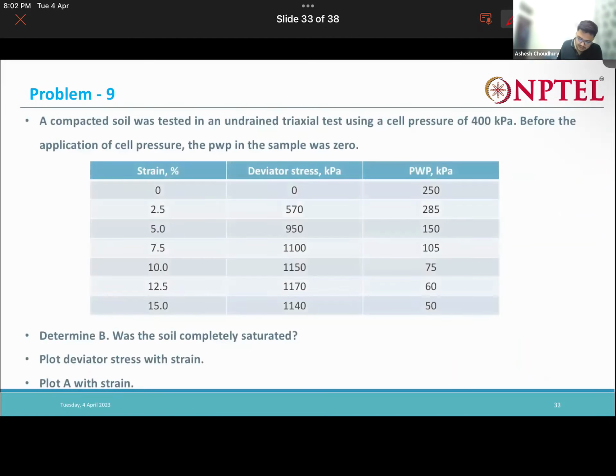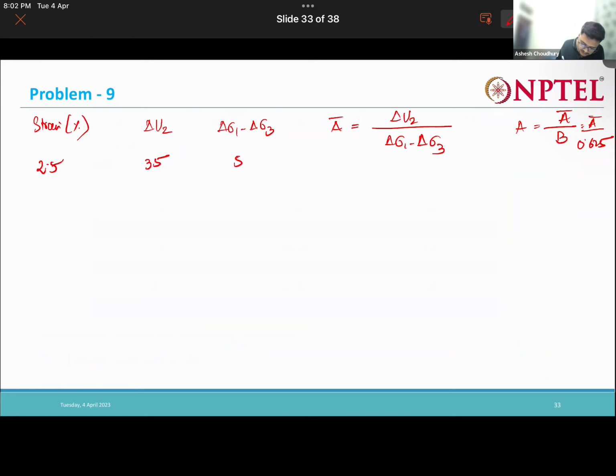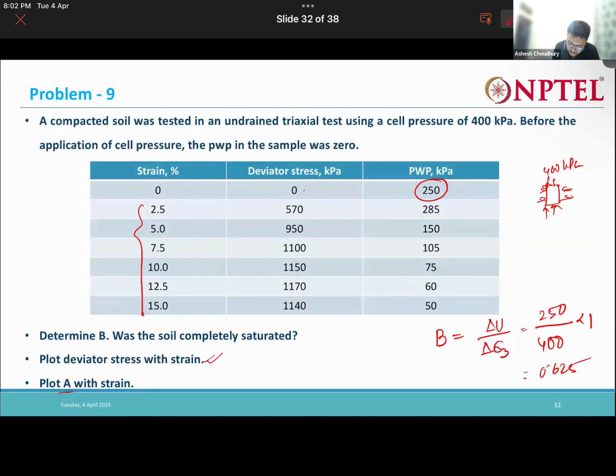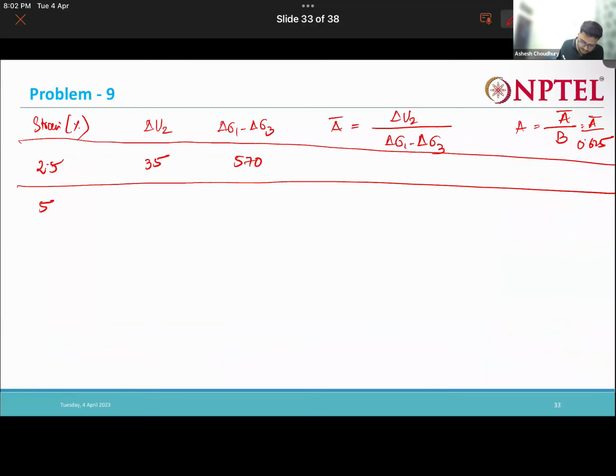What is delta sigma 1 minus sigma 3? This deviator stress. You write down the deviator stress here and fill it like this. Next is 5. What is delta U2? It is reducing. From 250, the pore water pressure reduces to 150. So it will be minus 100.